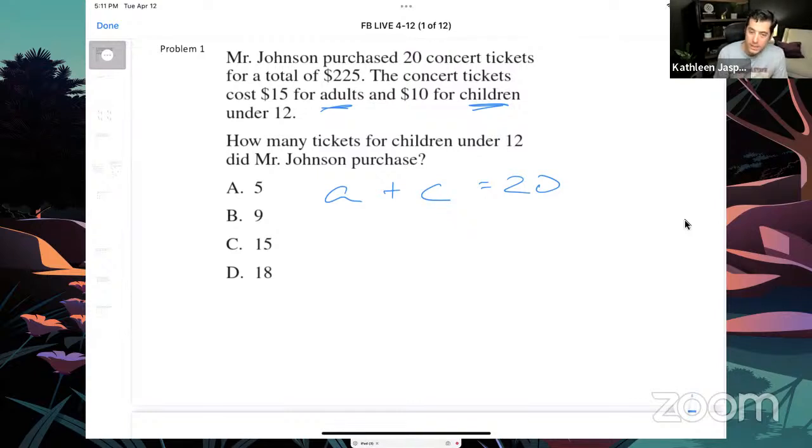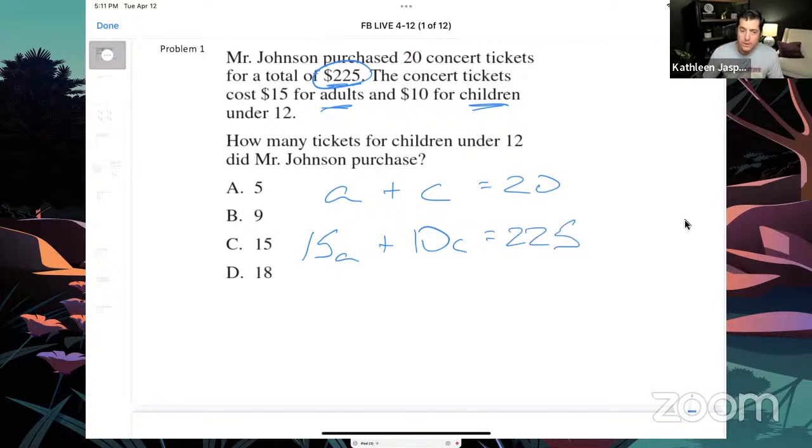Then associate each variable with the cost, because now it gives you the cost of $225, right? So I know that adult tickets are $15. So it's $15 for every adult ticket. It's $10 for every child's ticket. And the total cost was $225.